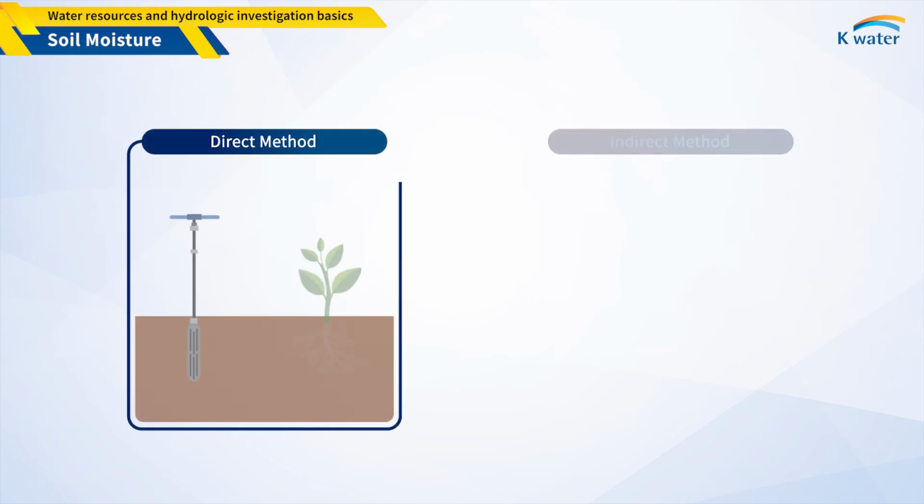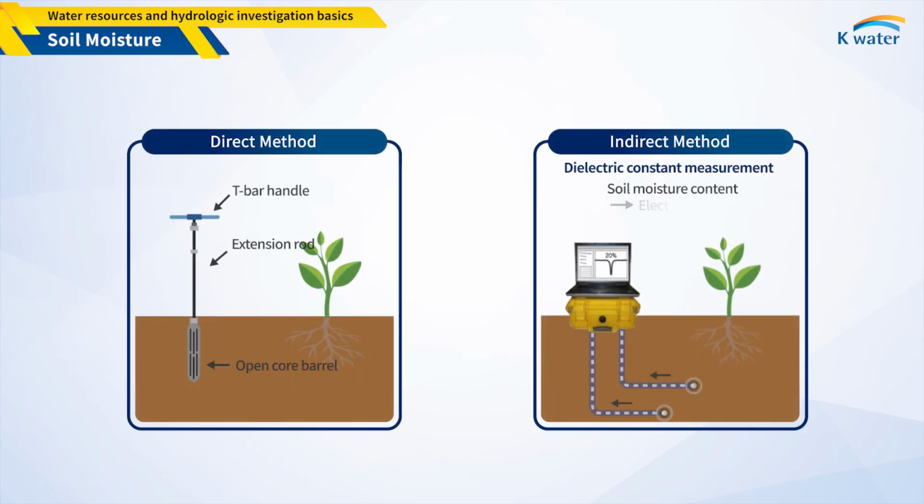Next, let's take the soil moisture content measurement. Soil moisture content means the amount of water in the soil. There are two main methods for soil moisture content measurement. One is a direct method of evaporating water by collecting soil from the site, and the other is an indirect method of measuring changes in soil moisture with sensors. The indirect measurement contains electric resistance measurement, dielectric constant measurement, radiation measurement, and remote sensing.